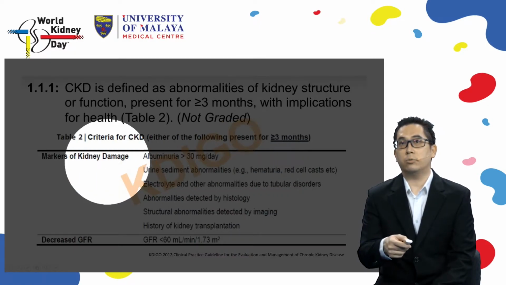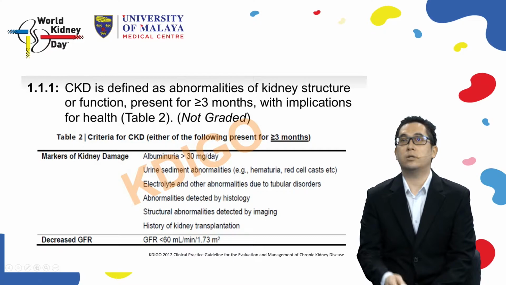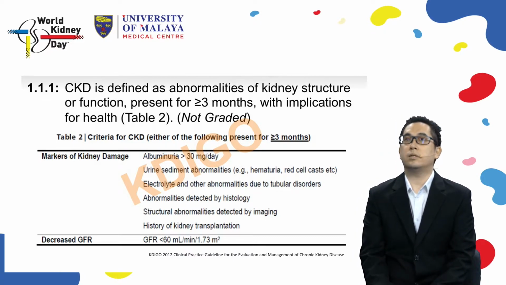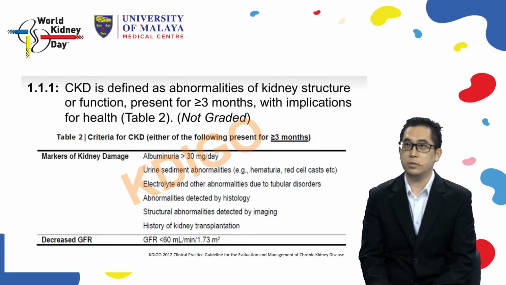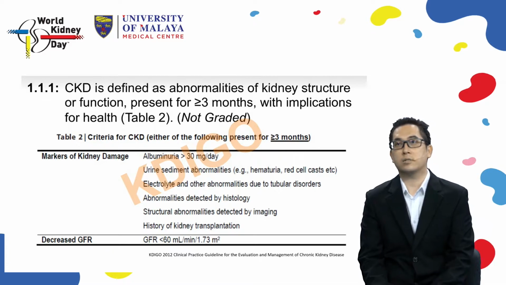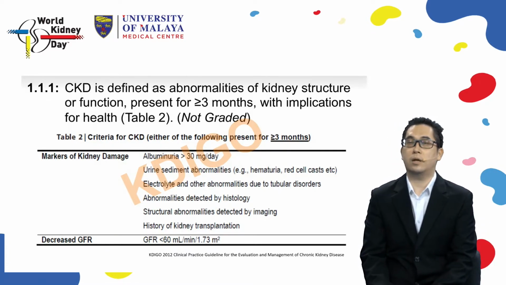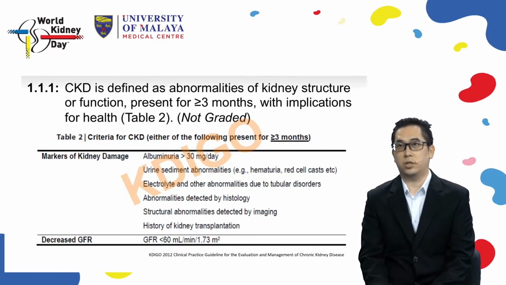Structural damage includes markers of kidney damage: albuminuria more than 30 milligrams per day, urine sediment abnormalities like hematuria, red cell cast, electrolyte or other abnormalities due to tubular disorders, and of course abnormalities detected on histology by performing a renal biopsy. Structural abnormalities detected by imaging studies such as ultrasound, CT scan are also considered CKD, and when you have a history of kidney transplantation.